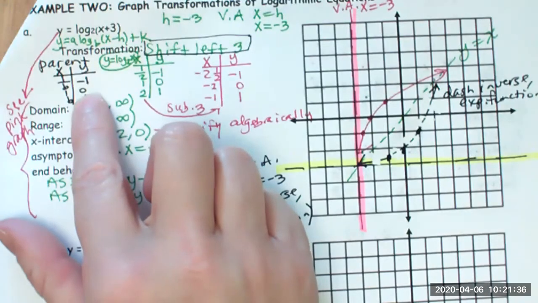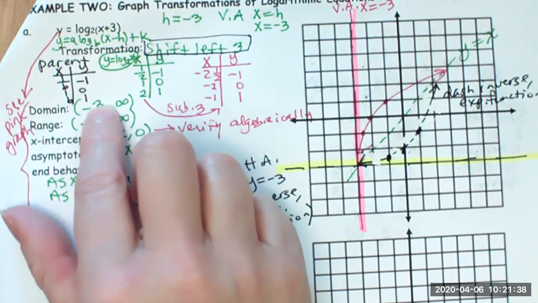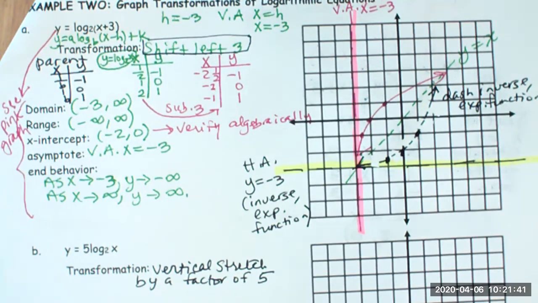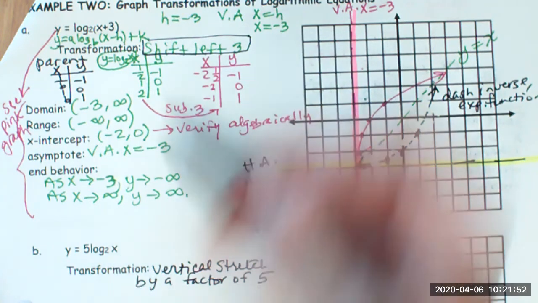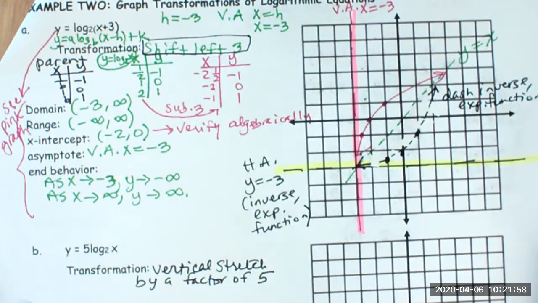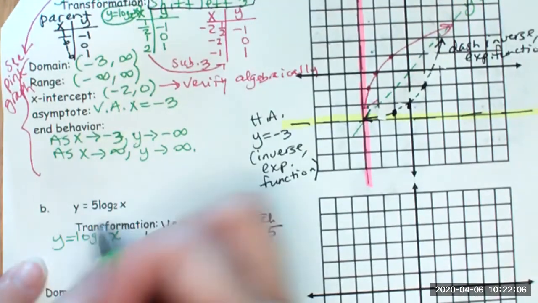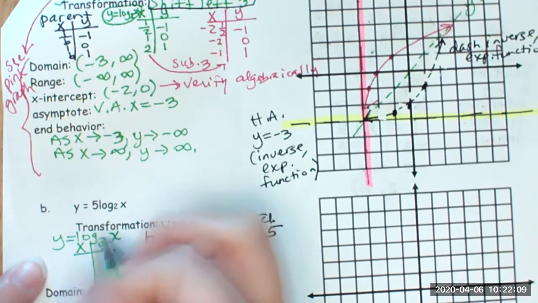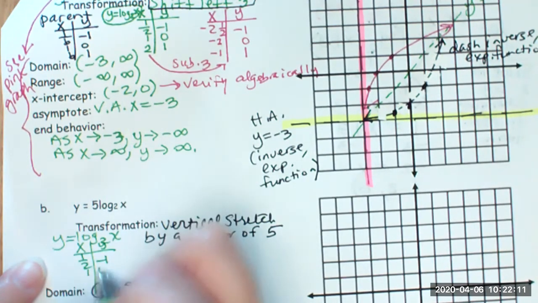So again, we're going to use that same parent format as we used in part A up here: 1/2, -1; 1, 0; 2, 1. This time, however, we're just going to be transforming it differently. So we're still in base 2, so we can still use y equals log base 2 of x. We can still use the same parent table that we used up here, okay? So that y equals log base 2 of x parent table that we just used in part A is going to apply here as well.